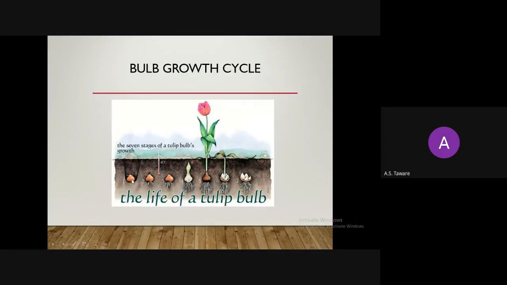See here, the single bulb we are going to plant. After some months, we get a flower. This is about the tulip. Once the flower season is over, these bulbs are divided into many bulbs. Now each white structure can be used for a different plant. In this way vegetative growth continues. So these are modified for storage as well as for vegetative propagation. Right?